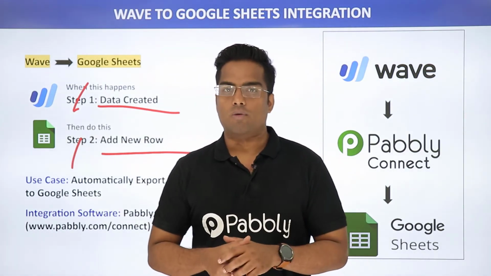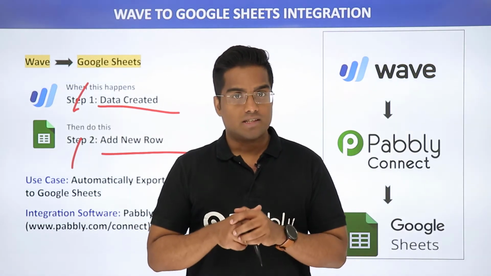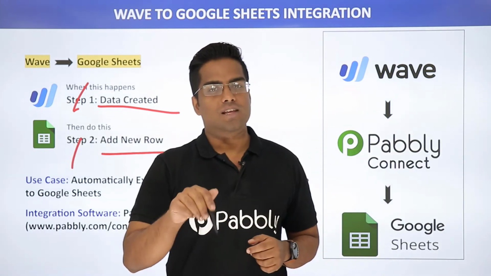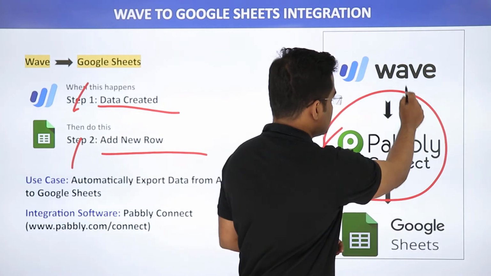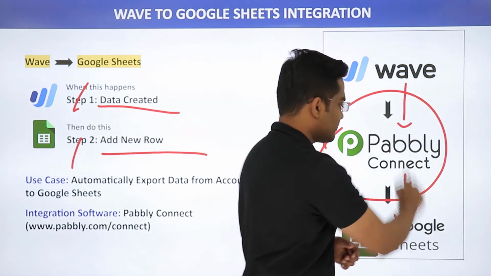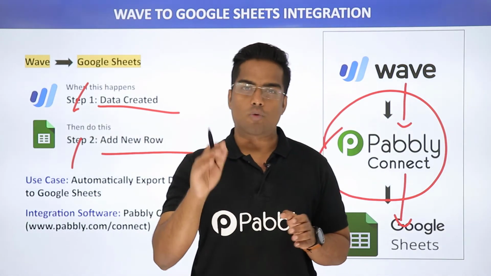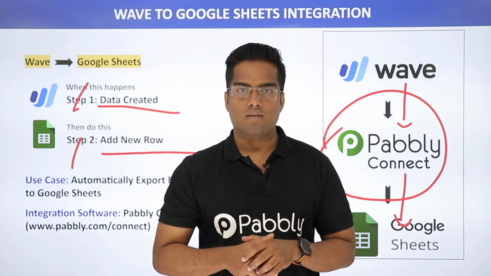But there is one minor problem. There is no integration between Wave and Google Sheet. So in cases like these, we need to bring a third app to properly connect them both. In this video, we will be using Pabbly Connect to integrate Wave and Google Sheets. And the best part of using Pabbly Connect is, there is no need for coding skills or programming knowledge. It can be done easily. Let me show you on my screen.